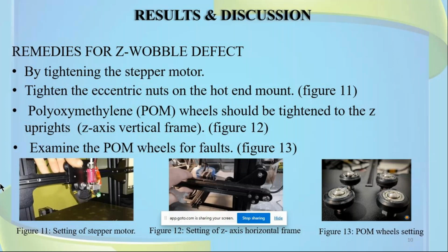So by tightening the eccentric nuts on the hot end mount and the POM wheels, like figure 13 shows, and these wheels work when the extruder moves along the Z axis, Y axis, and X axis. By examining these POM wheels, we can find the problem, and by finding the problem, we can find the solution and get Z bubble defect remedies.